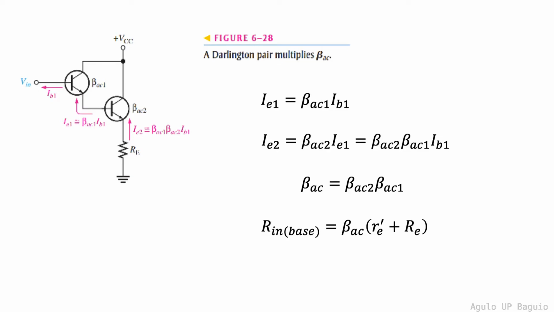One way to boost input resistance is to use what is called a Darlington pair. In the Darlington pair circuit shown, the base input of the second transistor is the emitter output of the first transistor. The current gain in the first transistor is AC beta 1, while the gain in the second is AC beta 2. The effective gain is thus the product of these two AC beta parameters. The input base resistance still has the same expression, but the AC beta has increased significantly due to the coupling of the two transistors.